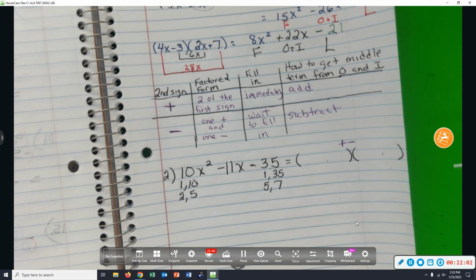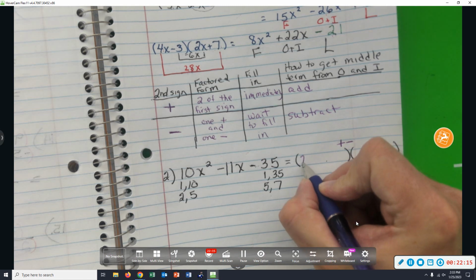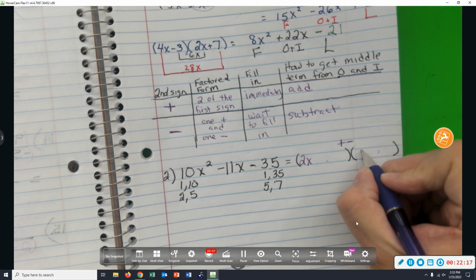Who knows? But what I'm going to do is start with the 2 and 5 and the 5 and 7. Usually the 1 and the numbers won't work unless we have a really big middle term. So I'm going to try 2x and 5x.